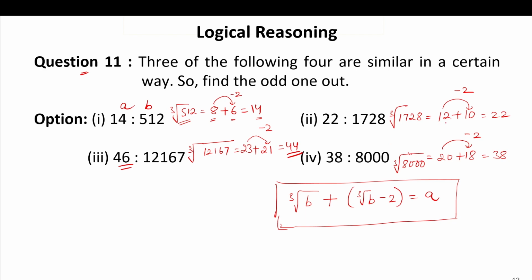Similarly, over here, cube root of B, 1728 gave me 12. And then I subtracted it by 2, added 10 into it, I got 22. Similarly over here, but over here that was not the case. Over here, this should have been 44. So this one is different. So option number 3 will be the correct answer to this question. Am I clear? Okay.